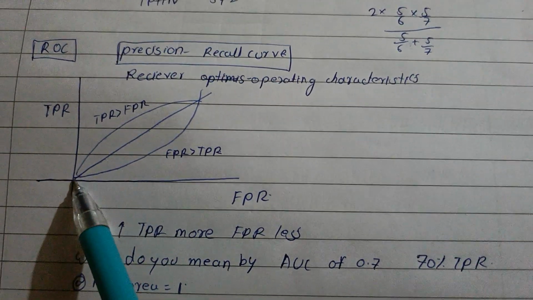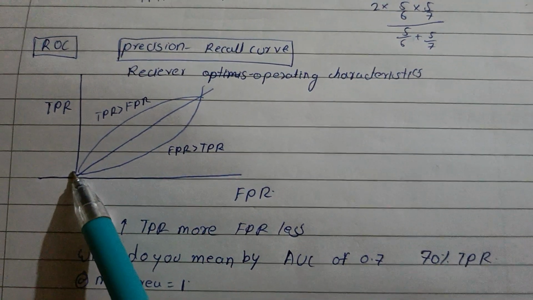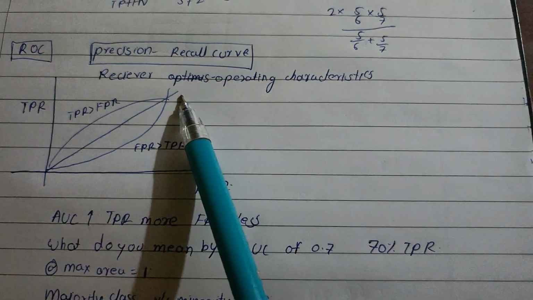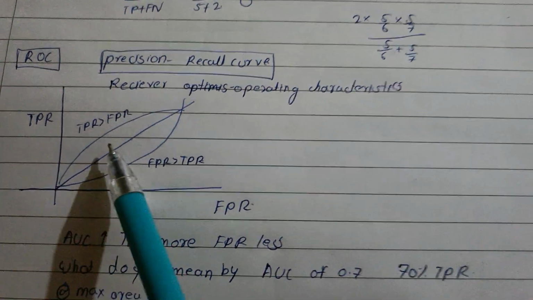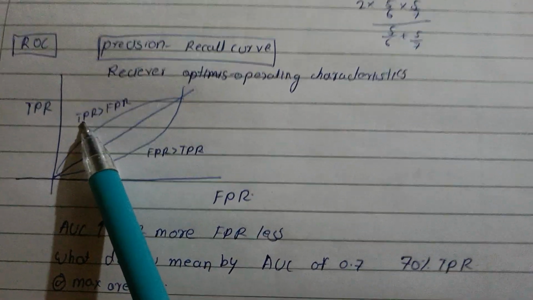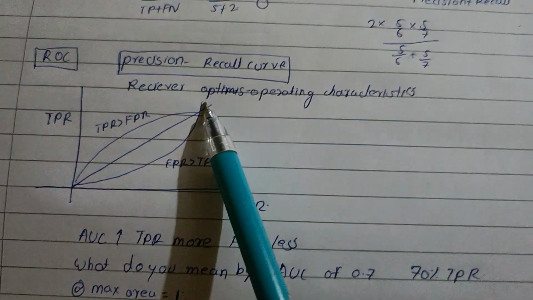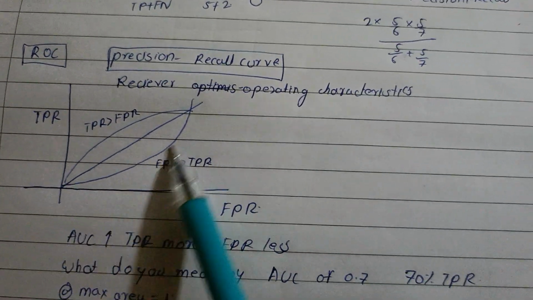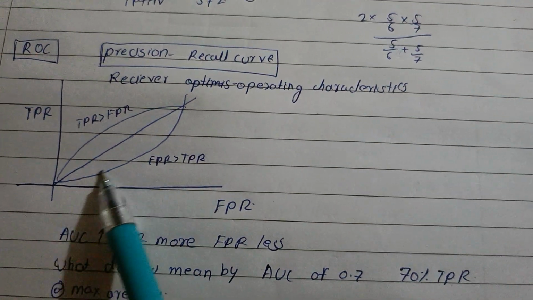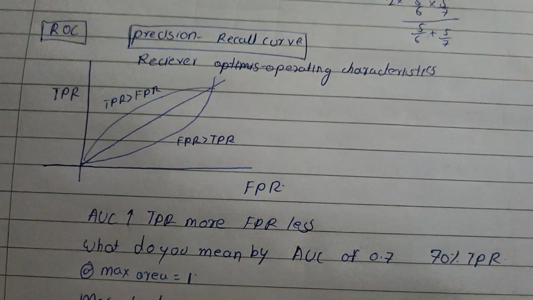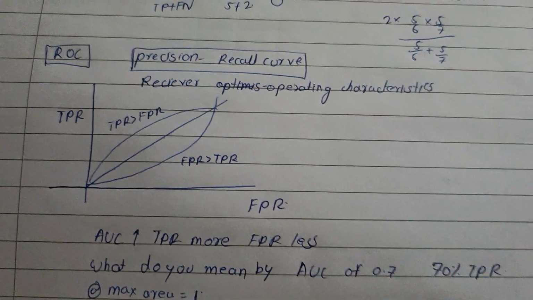If your ROC graph looks like the square root of x, then your true positive rate is more than your false positive rate. And if it is below the diagonal, like a sort of exponential increase, that means your false positive rate is more than your true positive rate. So this is all about logistic regression.